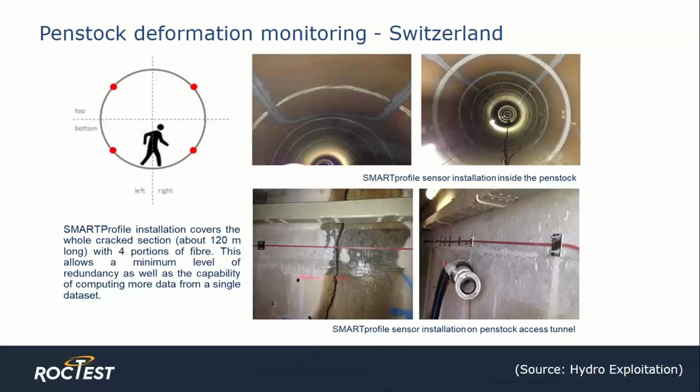In terms of site coverage, SMARTProfile installation covers the entire damaged section of penstock with 4 runs of fiber, about 120 meters long. Due to the flexible nature of the cable, a looped installation method was used, visible in the top 2 photos, allowing for 4 runs of fiber in one continuous length with no splicing necessary. The concrete access tunnel to the penstock was also monitored. You can see the access tunnel in the lower 2 photos. The cable was affixed to the steel penstock with epoxy and to the concrete access tunnel with clips.